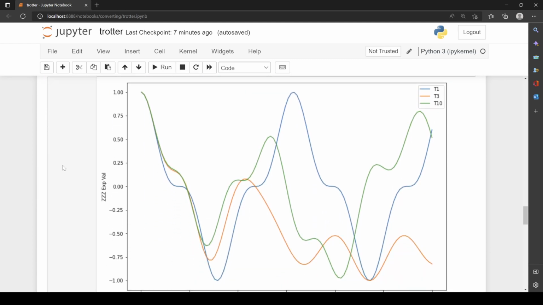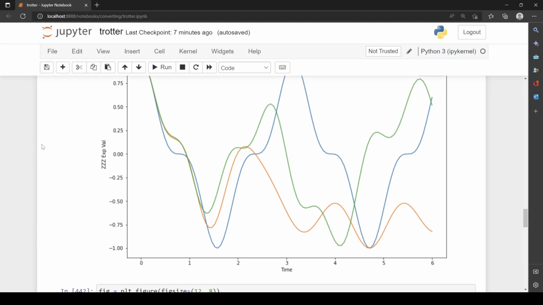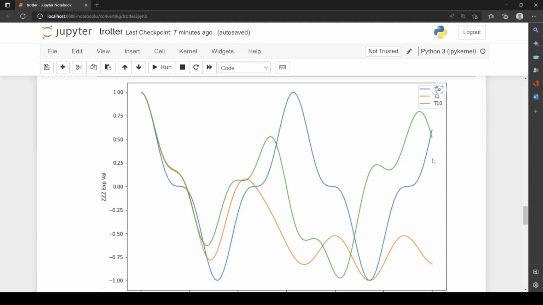So this is the ZZZ expectation value. You can see this is cool. Like look at this graph. That's a cool graph. Look at those wavy lines. I can't complain with that graph. So you can see the T1 is blue, T3, which is 3 Trotter repetitions, is orange, and T10 is green.